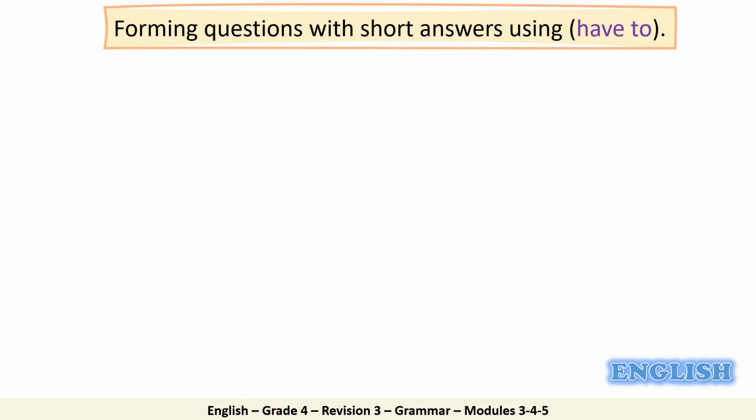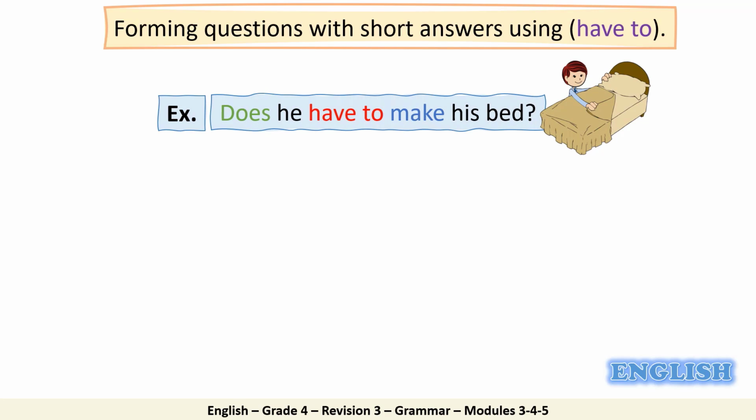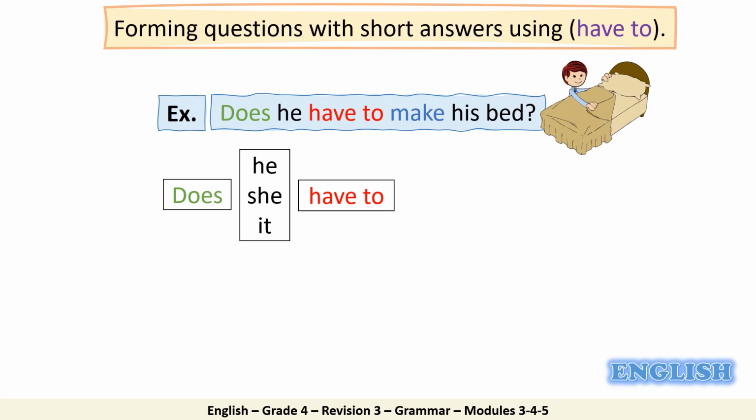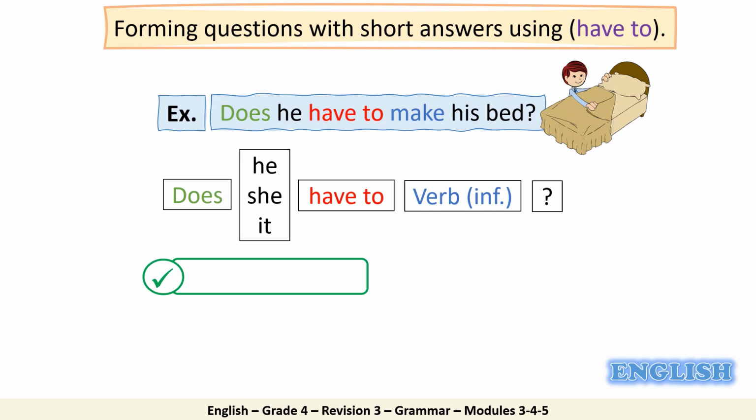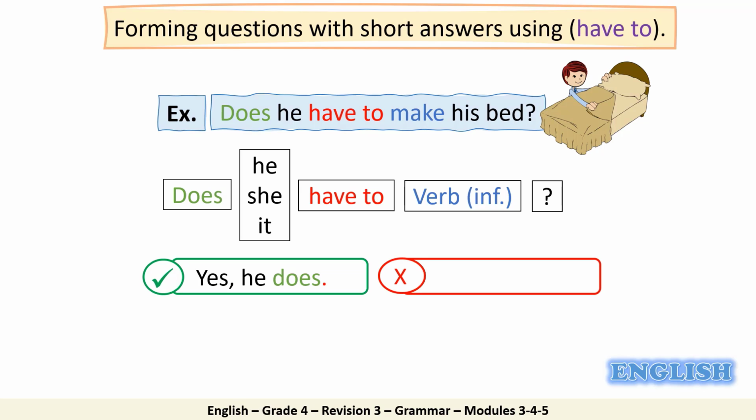Let's continue with forming questions with short answers. Read the example with me. Does he have to make his bed? We start with does, then he, she, it, or a name of one person. Then we use have to, and then the verb in the infinitive form, and we end with a question mark. But if we want to answer with the affirmative, we would say, yes, he does. And if you want to answer with the negative, we would say, no, he doesn't.